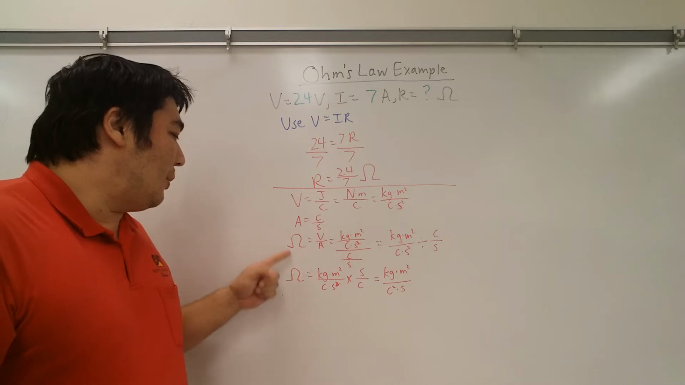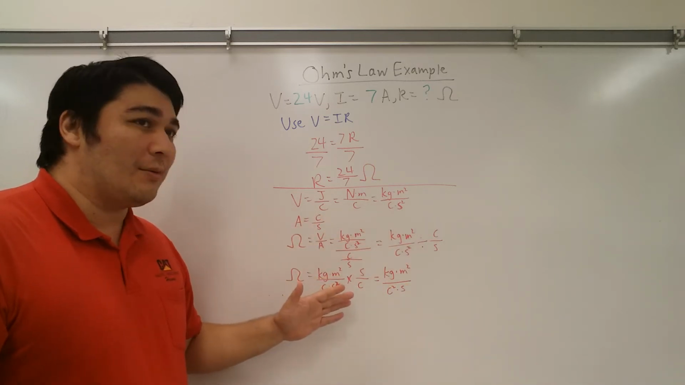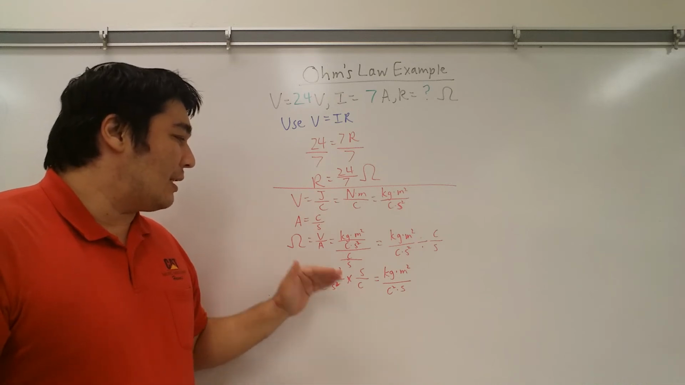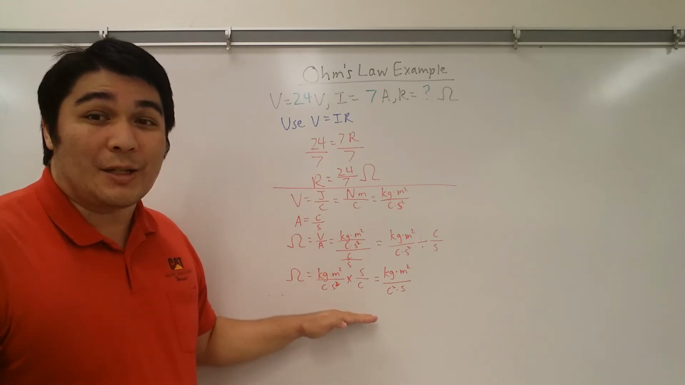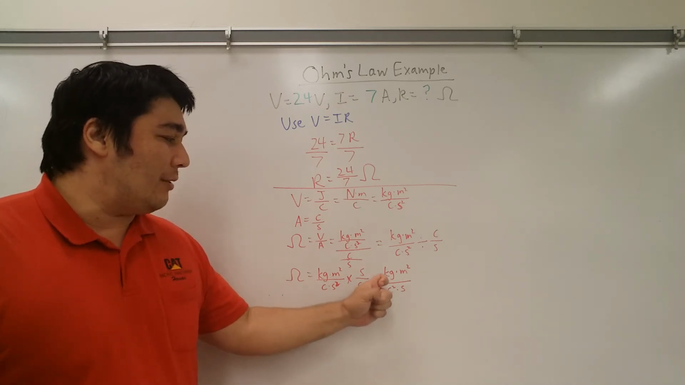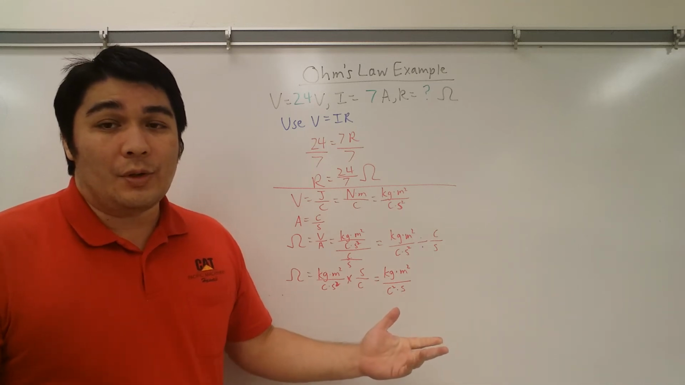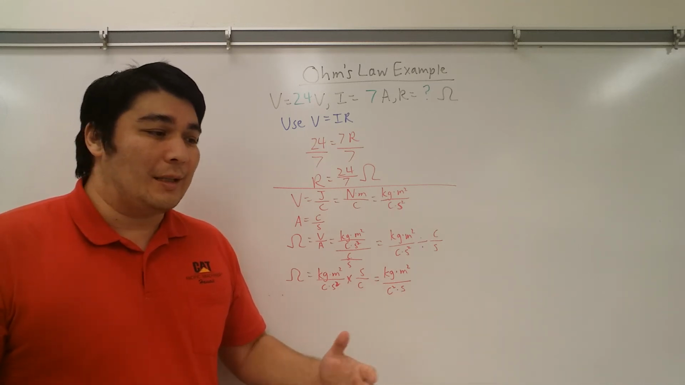So after we do a whole bunch of math, and I'm not going to really label this out right now, just to give you an idea. You can pause the video at any time and take a look at this. But at the end of it, an ohm is going to be a kilogram meter squared per coulomb squared times second.